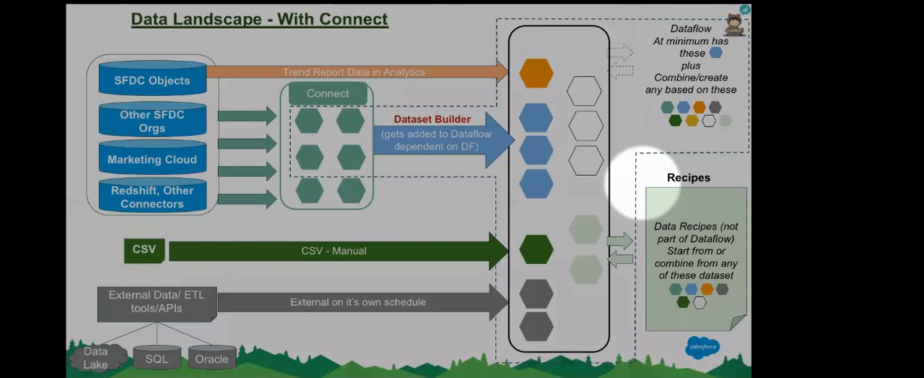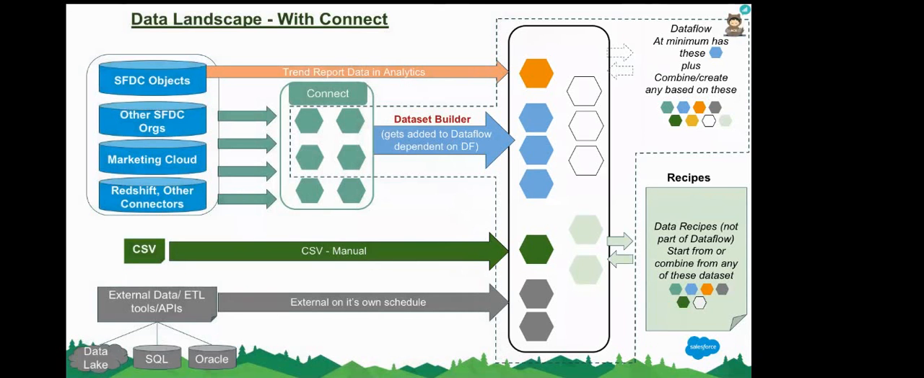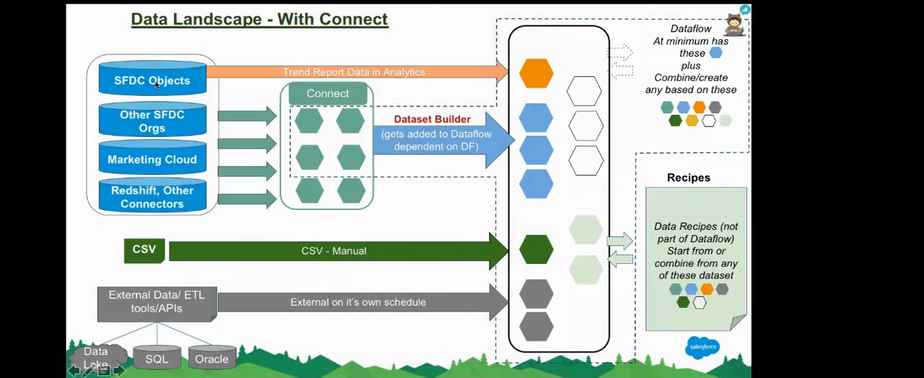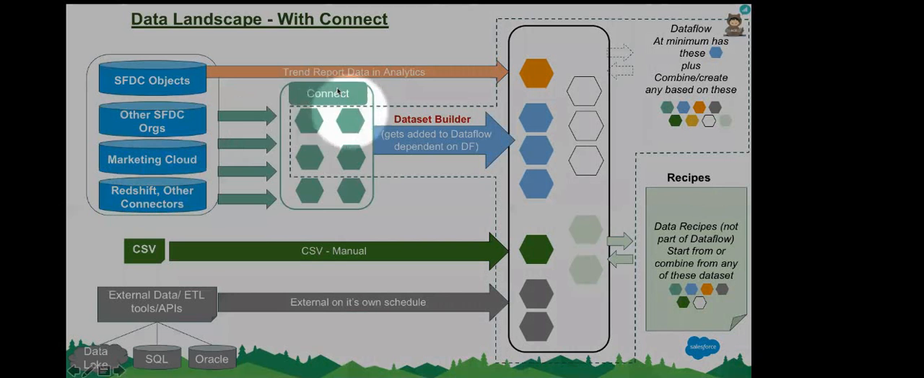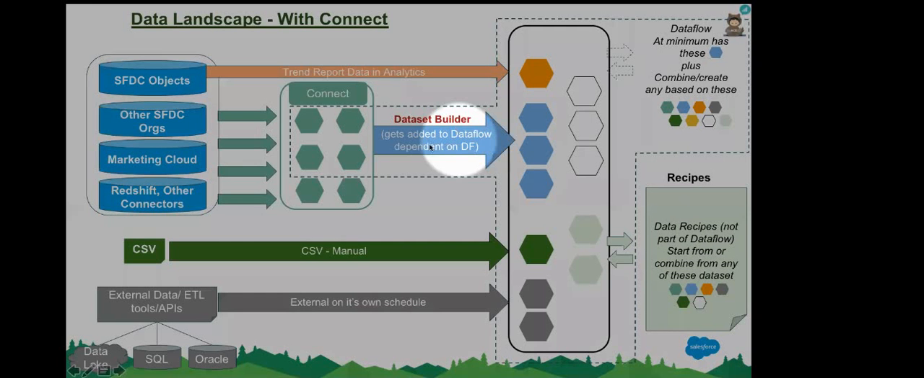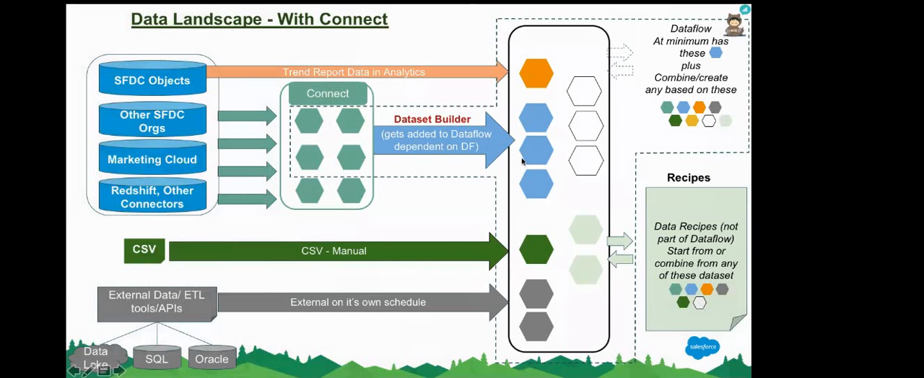Now, if we're looking at how this landscape works when we're enabling these connections, as you can see here we have all our different data, where we can look at our standard Salesforce object. We can also use other Salesforce orgs, Marketing Cloud, Redshift, or any of the other connectors. Basically, these are being put into this connect layer that I was just talking about. And any of these data sources we can use in the data flow and the data set builder to actually generate and register our data set here.